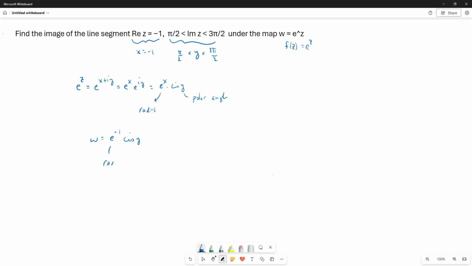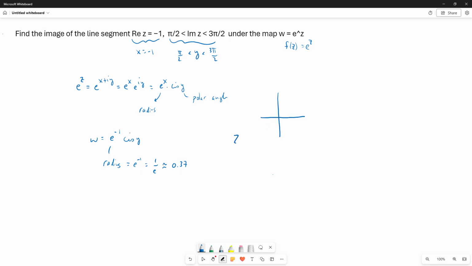So our radius is e to the -1, which is 1 over e. And according to my calculator, that's approximately 0.37. So we have a little radius here. So we're going to have a semicircular arc of this radius centered at the origin, and the angle in the semicircle is going to go from pi over 2, 90 degrees, to 3 pi over 2, 270 degrees.